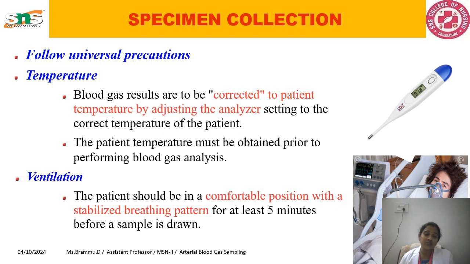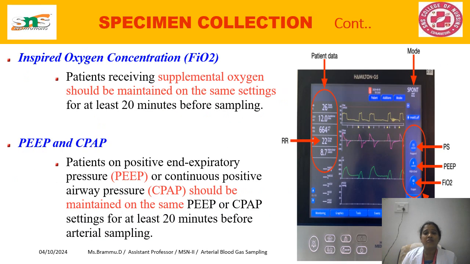Those details must be filled in along with the requisition form, or if you are charting in a setup where you only go for digitalized, you have to give a keynote of what the saturation is as well as what ventilation the patient is on throughout the period when the sample is being taken. And next you will be checking the inspired oxygenation, that we call FiO2. So usually supplemental oxygenation will be maintained in the same setting, at least for 20 minutes before the blood sampling.